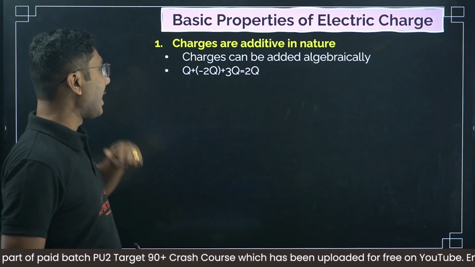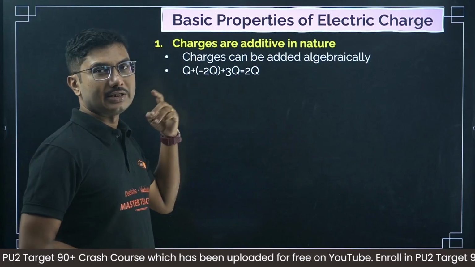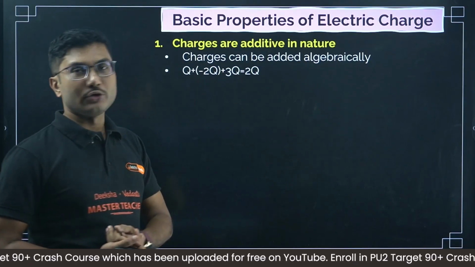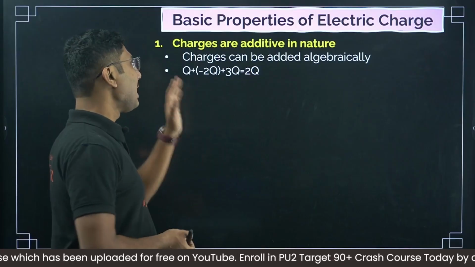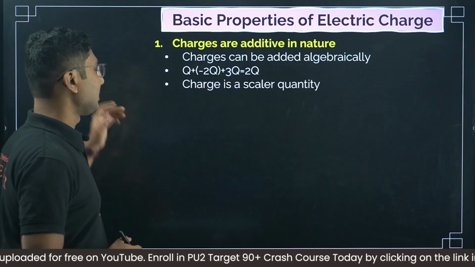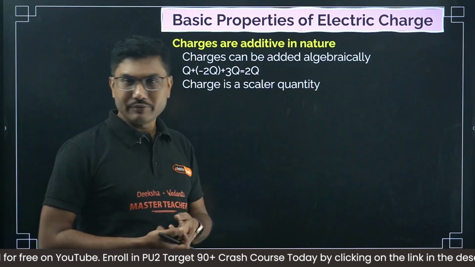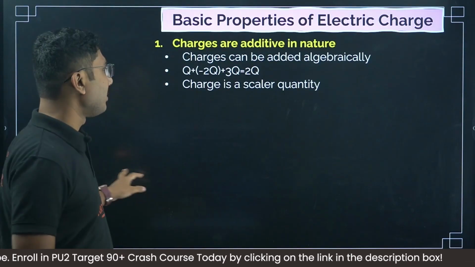You can always add the charges like a normal number. So if you add q with minus 2q and plus 3q, then the total charge will be 2q. Whatever the sign of the charge, you have to consider the sign, and then you can add them just like normal algebraic numbers. Charge is a scalar quantity. Obviously, because charge is a scalar quantity, you can add them just like normal numbers.